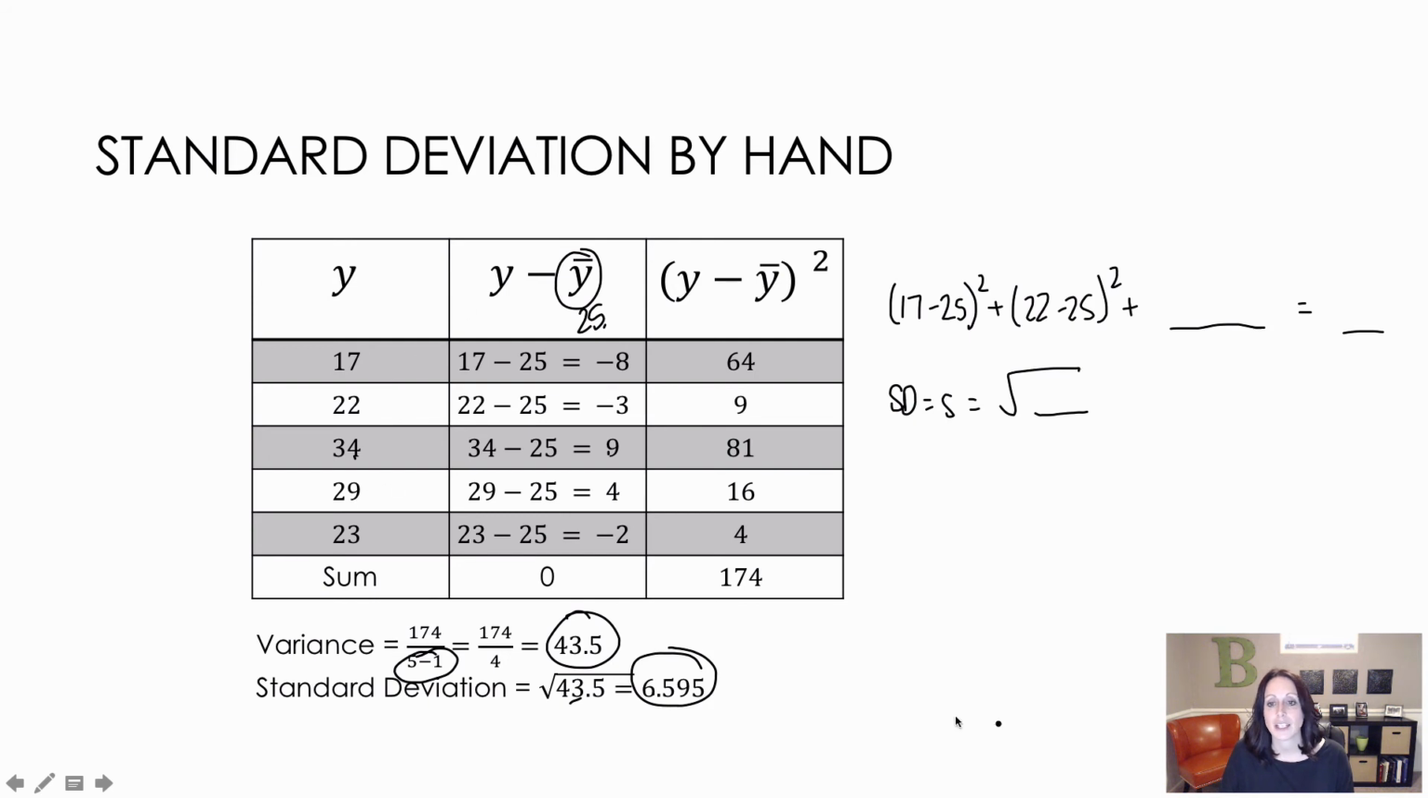So the 25 is my center, so if I were going to draw a curve, 25 would be in the middle of my curve, and then one standard deviation would be 6.595 more than that, and then 6.595 more than that, and 6.595 more than that, etc.